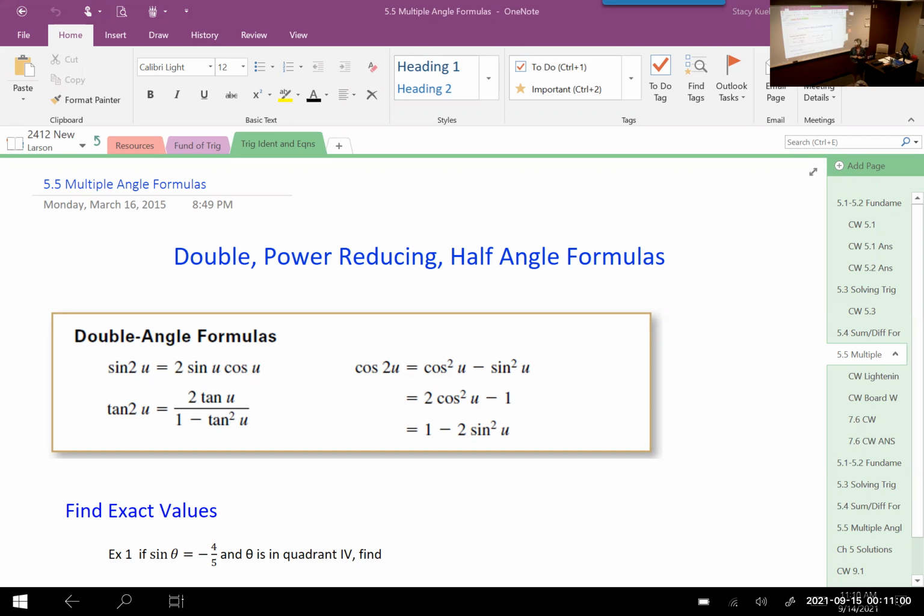So we're going to work with our double and half angle formulas. Sum and difference we did yesterday, so we kind of handled those all on their own. Now that you have somewhat of a feel for what we're doing, where you're using these identities to find exact function values, as well as replacing something in an equation so that you can solve it, we're going to add to that list by talking about double, power reducing, and half angle formulas today.